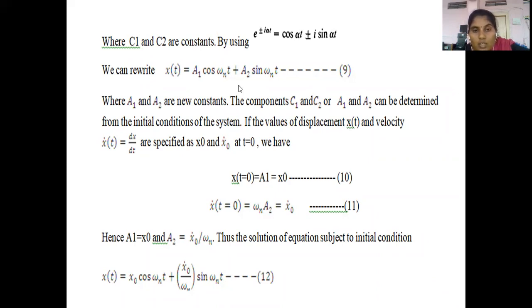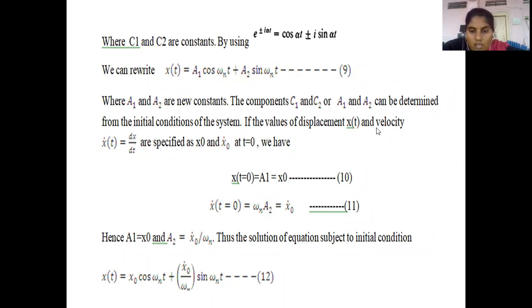In the second term, plus A2 into sine of omega nt. A2 is the constant, and the derivative of sine is cos omega nt into omega n. So we have to put this at time t is equal to 0. The velocity at time t is equal to 0 is equal to v naught or x dot naught.